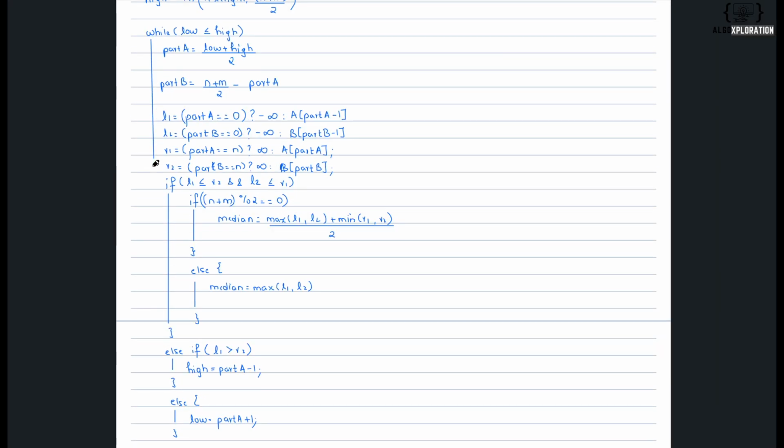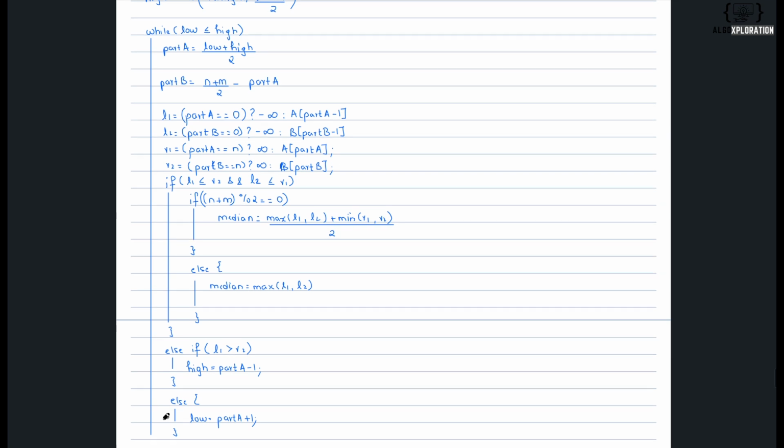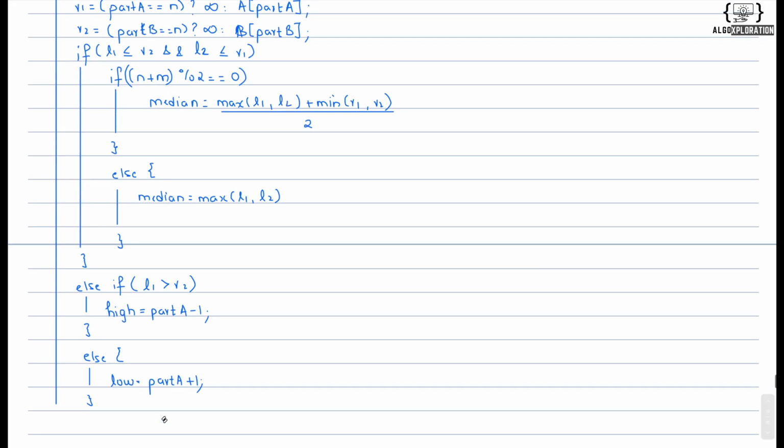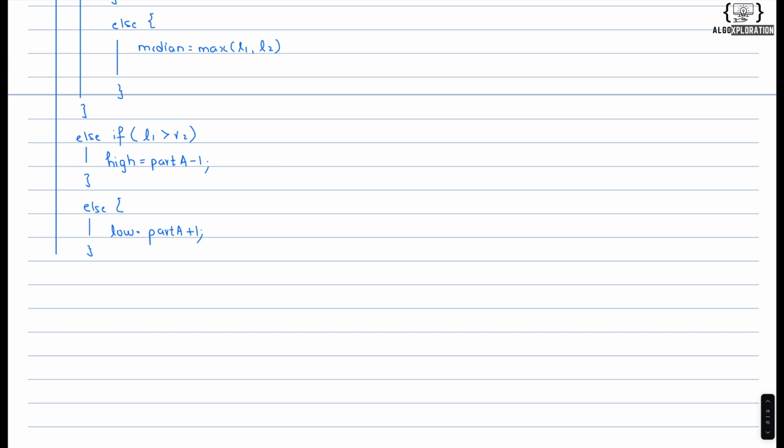Now this problem is a hard problem, so it's very hard to come up with this approach. That's the reason it's a little bit complicated, and that's why I'm telling you to please dry run it by yourself as well. At last we need to return median.